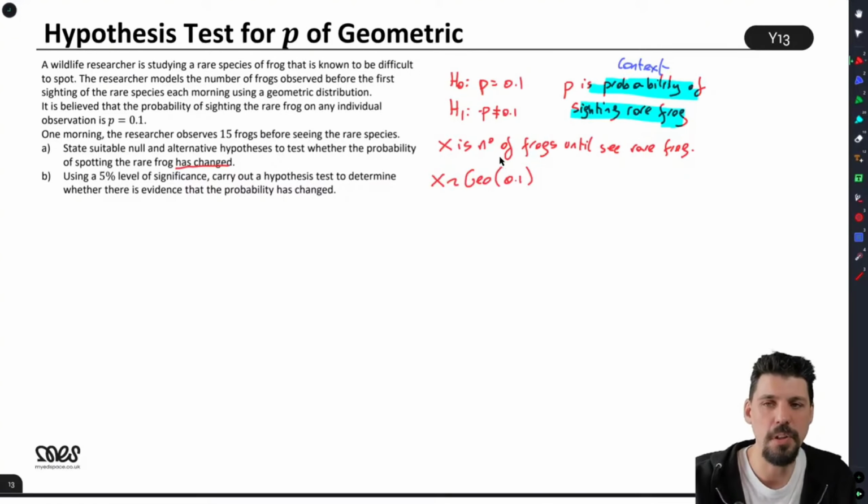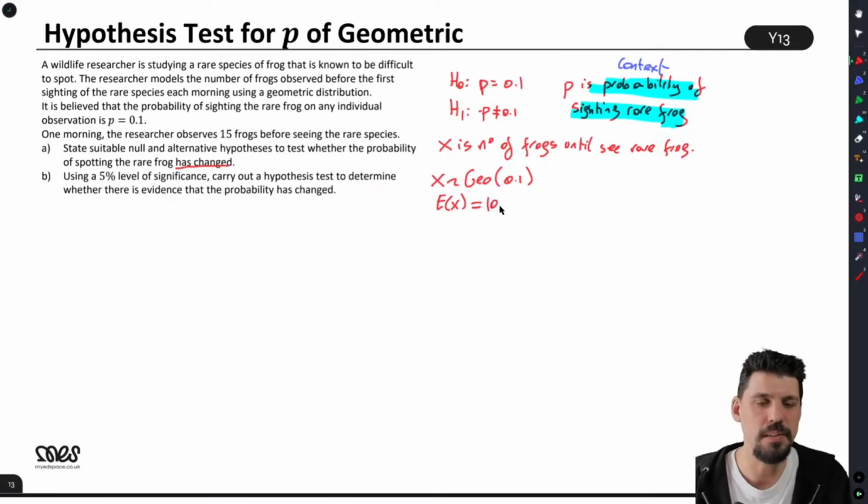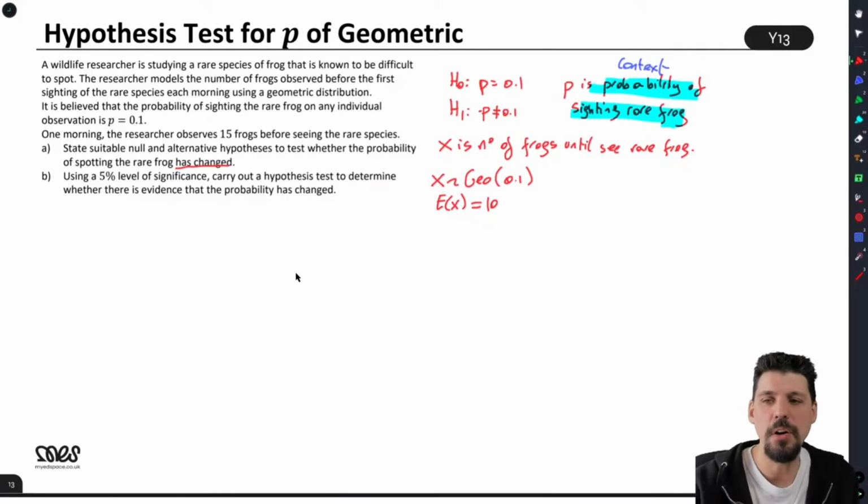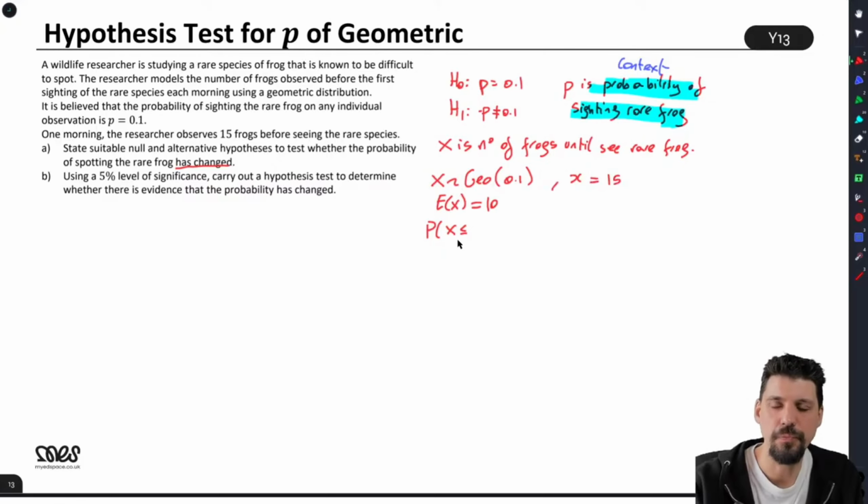Now we do need to be careful here. So we want a two-tail test, so we need to check both tails. However, a good rule of thumb is E of X is 1 over P, which is 10. Technically, because it's two-tail, we can either find critical values or we could just take p-values. Sorry, our test statistic is 15. But the expected value is 10.